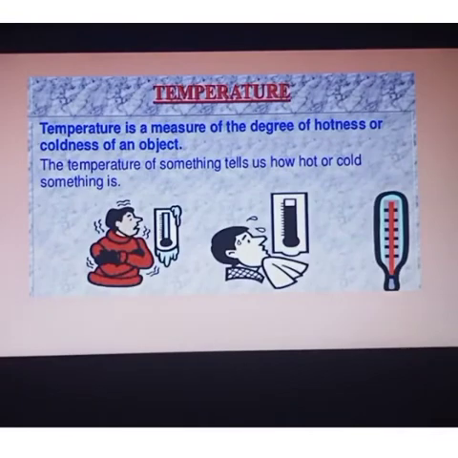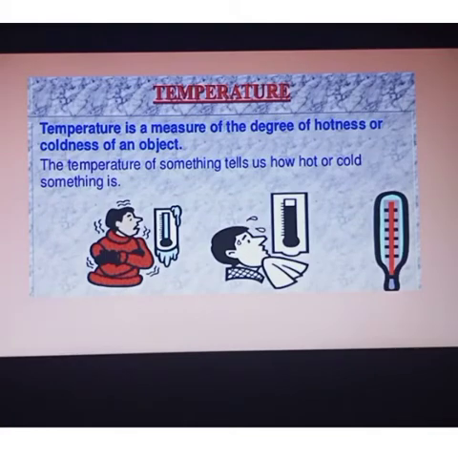Now, temperature. Temperature is a measure. What do you mean by temperature? Temperature is a measure of the degree of hotness or coldness of an object. It is a measurement to decide the hotness or coldness of an object.